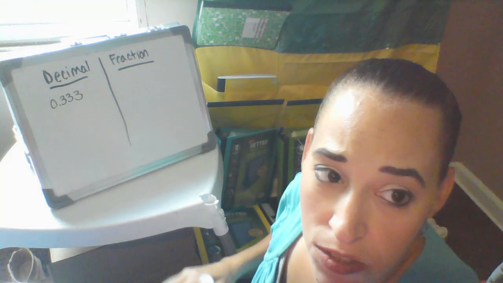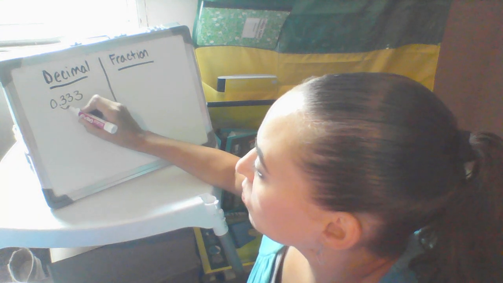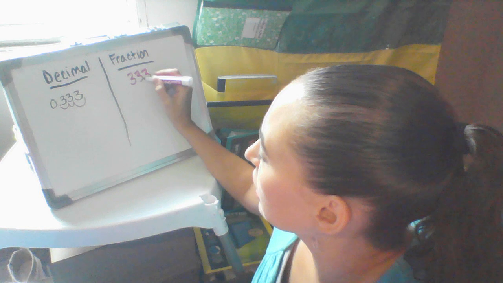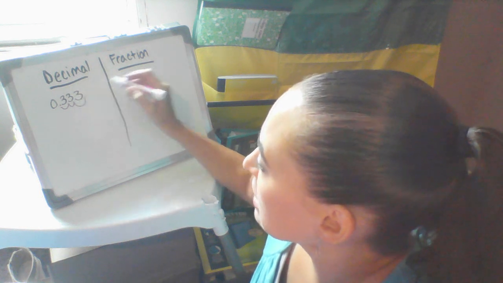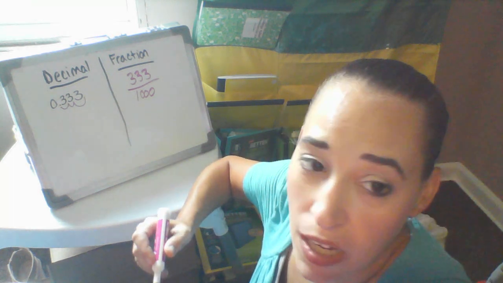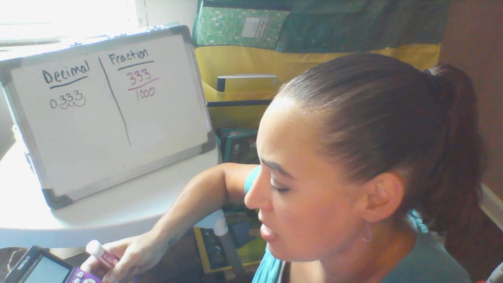So same thing here. Let's walk through it. We got 1, 2, 3. So it's going to be 333. So tenths, hundredths, thousandths. So it's going to be over 1,000. Okay. And then you're going to have to go through the simplifying steps.